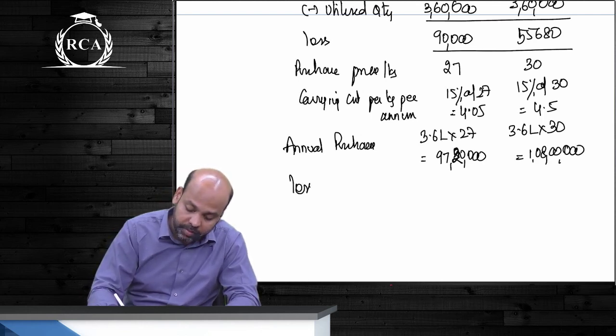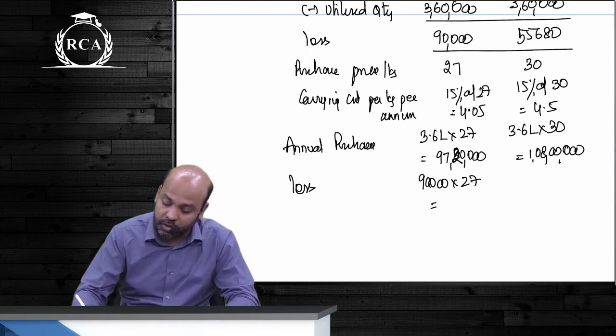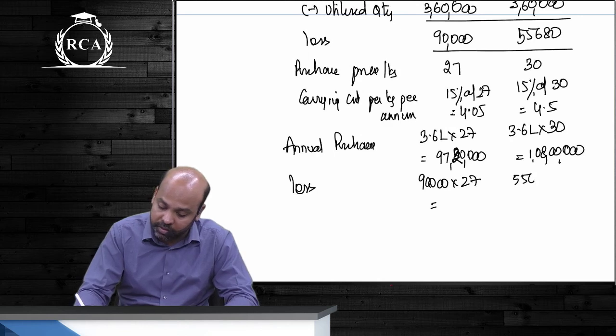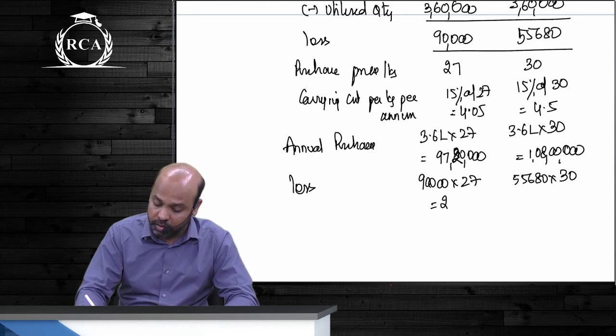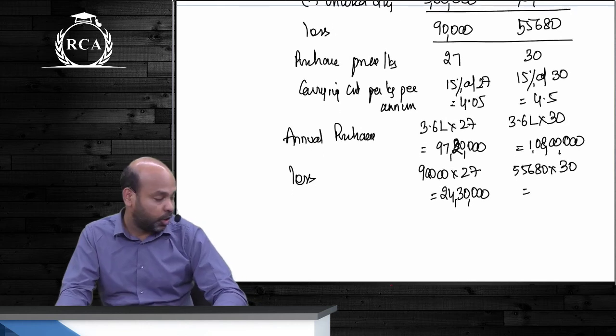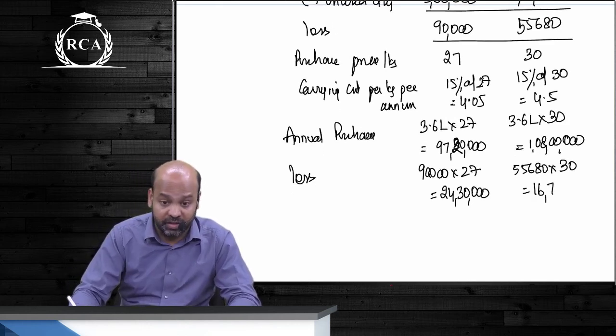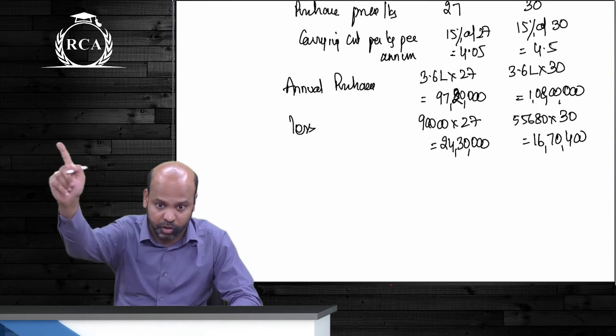What is my loss? Am I not paying for those 90,000 kgs also? 90,000 into 27, and here 55,680 kgs into 30 rupees. 24 lakhs 30. And next, 55,680 into 30 rupees. 70,000. This is my loss due to obsolescence.